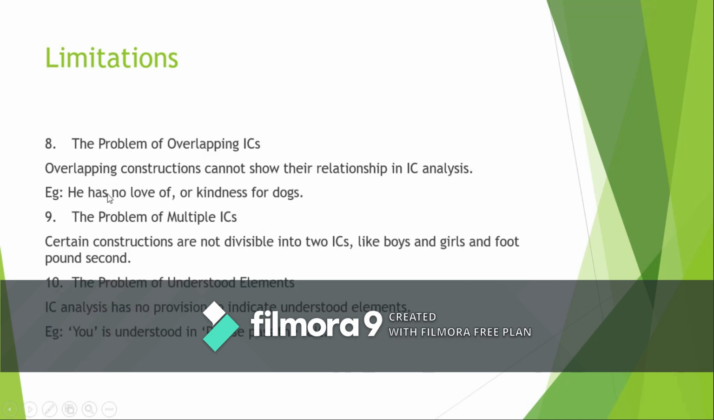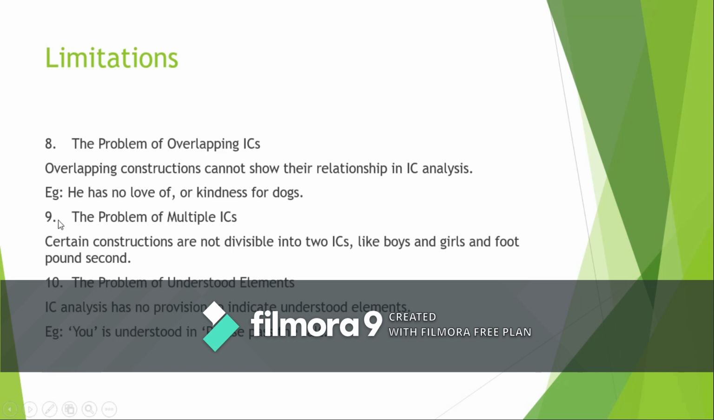And now the final three limitations. The eighth limitation is the problem of overlapping ICs. Overlapping ICs is almost like a mathematical equation. Like, he has no love of or kindness for dogs. There is a common element, he has no, and another common element, for dogs. Then there are two items, love of and kindness for. These are actually two sentences: he has no love of dogs, he has no kindness for dogs. But these two sentences are overlapping here, and IC cannot show their relationships.